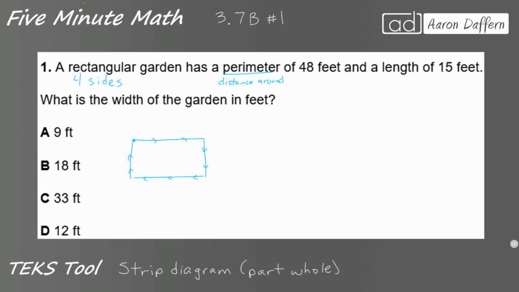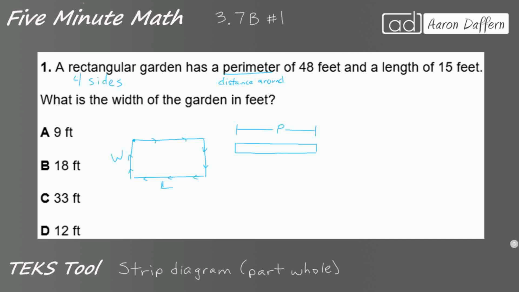Now, if we were to represent this with a strip diagram, I would use a part whole strip diagram because my perimeter is going to be my total or my whole, and then my parts are going to be the number of sides. Now, these sides have names. We call them the length and the width, right? So we can label it like this.